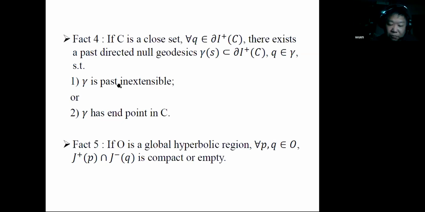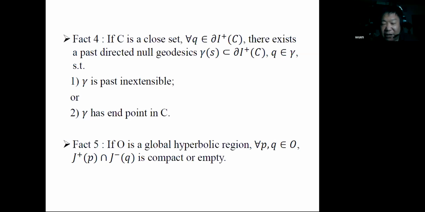There are also two possible conditions. The first one is that gamma is past inextendable. That means this null geodesic goes back and will meet some holes and will not go to C. The other one is that this null geodesic just goes directly to the set C and has an endpoint in it. It's only two possible ways.